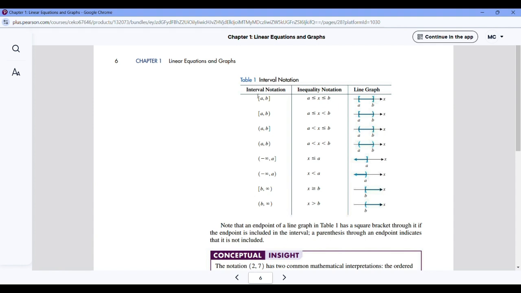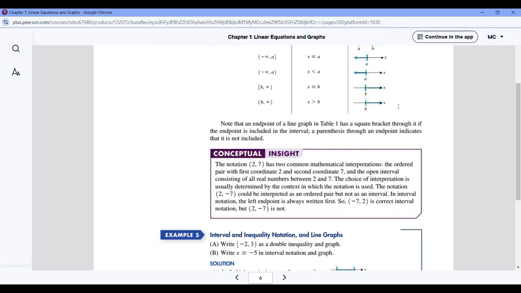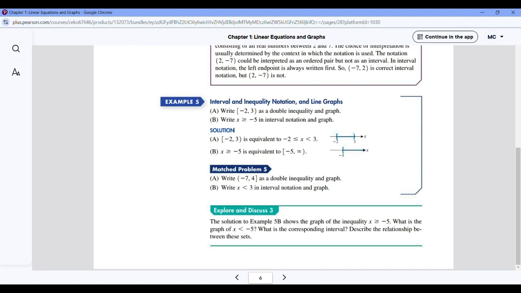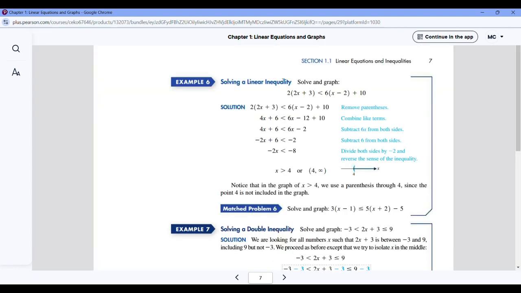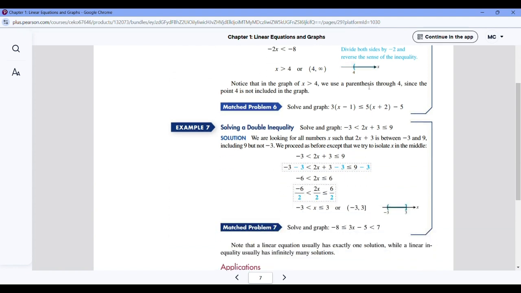All right, here's your interval notation. This is the inequality notation, and this is what it looks like on a line graph. Interval and inequality notation. Moving on, solving a linear inequality. It's just by solving it there. Double inequality: I have a certain way that I like to solve this one, but they did it this way. As you can see, they set it up as a double inequality, and then they subtract 3 from both sides.